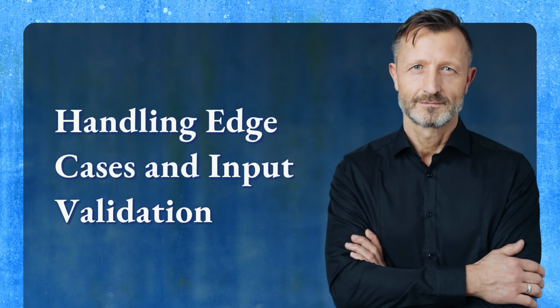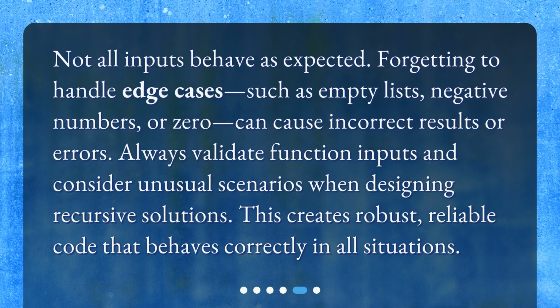Handling edge cases and input validation. Not all inputs behave as expected. Forgetting to handle edge cases, such as empty lists, negative numbers, or 0, can cause incorrect results or errors. Always validate function inputs and consider unusual scenarios when designing recursive solutions. This creates robust, reliable code that behaves correctly in all situations.